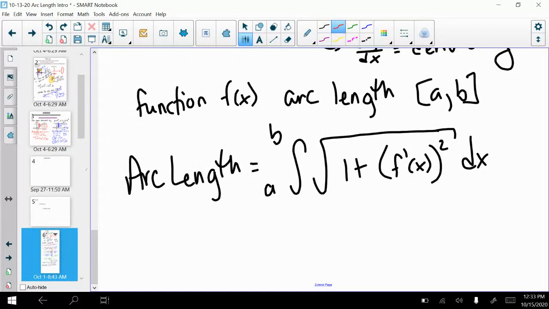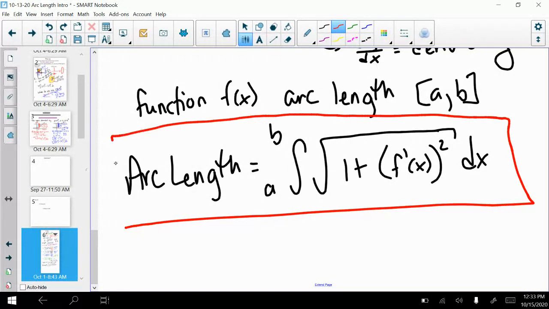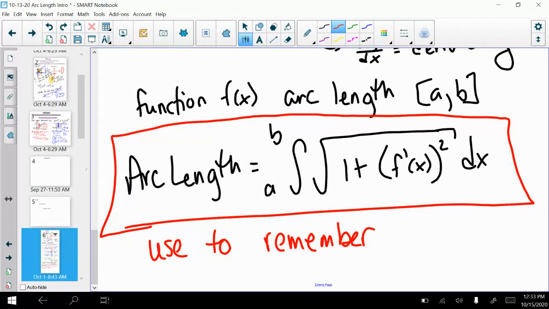The big thing is we're going to have to know this formula. You're not going to need to prove it. I think it's easier to understand when you realize it came from the Pythagorean theorem, but we're going to need to use it enough that we remember it. It'll definitely be something that you can expect to see on the test, like find an arc length, find a perimeter, something like that.